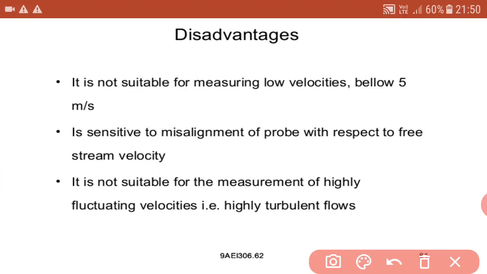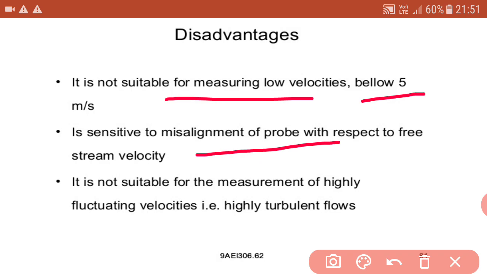Now, disadvantages. It is not suitable for measuring low velocities, below 5 meters per second. So for low velocities it is not suitable. It is a disadvantage or limitation. It is sensitive to misalignment of the probe with respect to the free stream velocity. So if the alignment is not proper, then it may cause error in the measurement. So this is also a disadvantage.